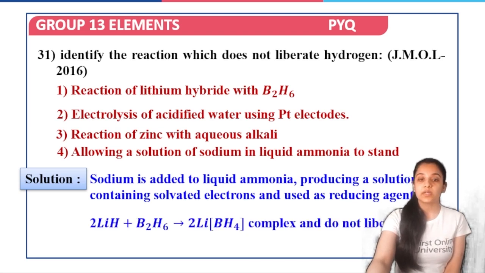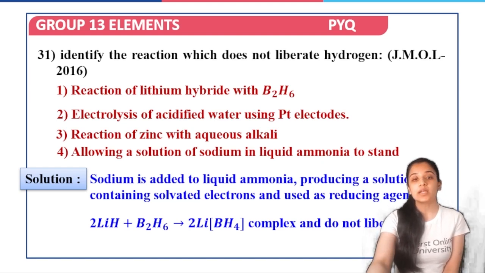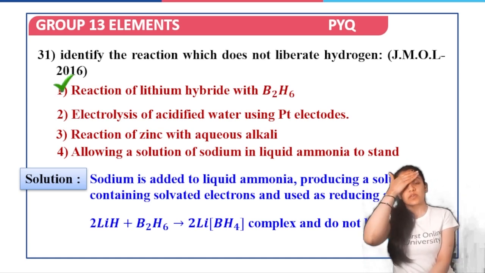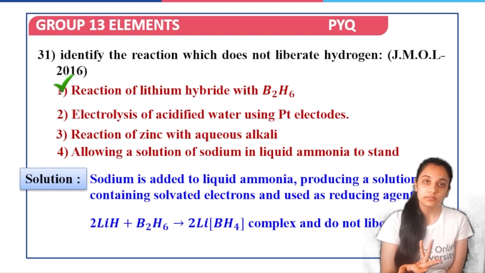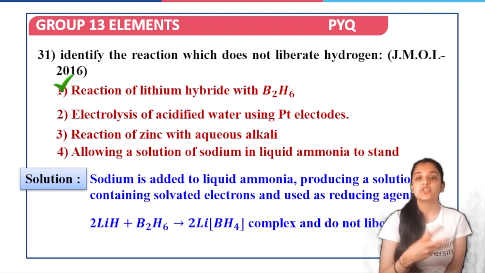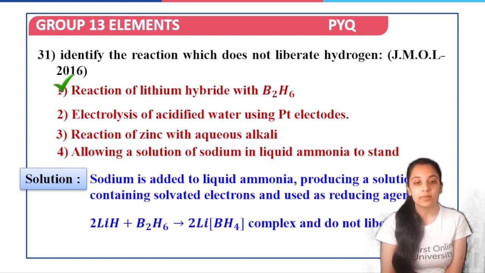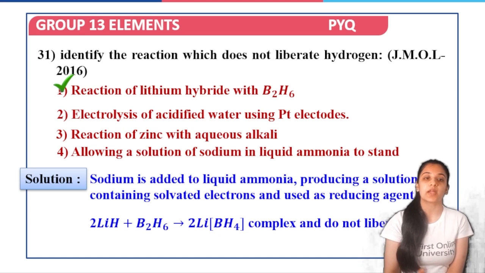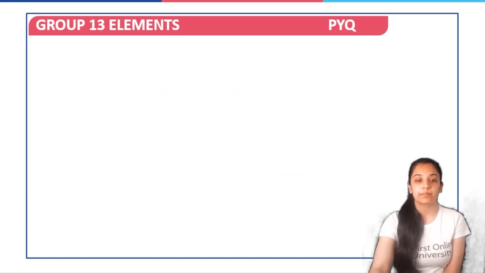Lithium hydride with B2H6 will form LiBH4, that is lithium borohydride, and it will not liberate H2. So option 1 is the correct answer. It is just like NaH reacting with B2H6 to form NaBH4, and LiH reacting with B2H6 to form LiBH4. So these reactions do not liberate H2. Remember that. Option 1 is the correct answer.